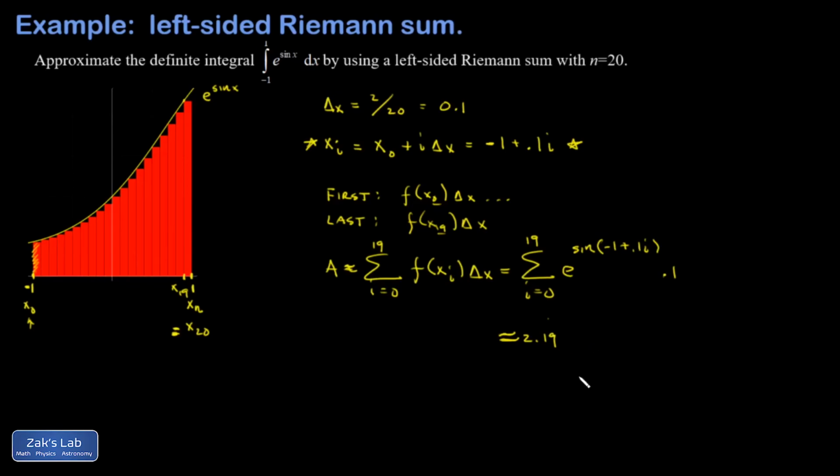One thing I'd like to point out here is that this is clearly an underestimate because e to the sine x is increasing on the interval that we're studying, but these rectangles whose heights are measured from the left-hand end of each subinterval are leaving a little gap. Every one of them is underestimating by a little bit. So it would be interesting to look at what a better approximation of the integral is.